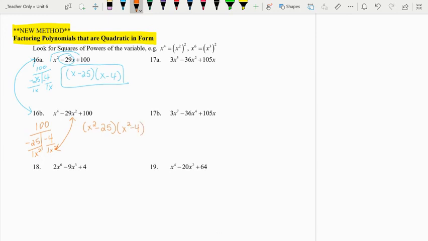And both of these are actually difference of squares. So this gives me x minus 5 and x plus 5. And this gives me x minus 2 and x plus 2.